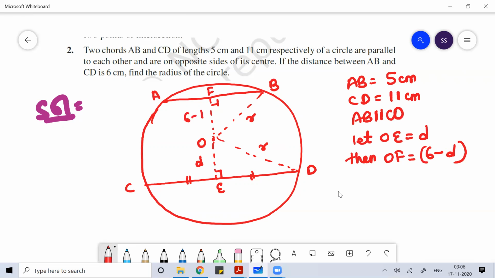OF will be 6 minus D. And you know that the perpendicular line from the center bisects the chord. So CD was 11, so this will be 11 by 2. And AB is 5, so this would be 5 by 2.